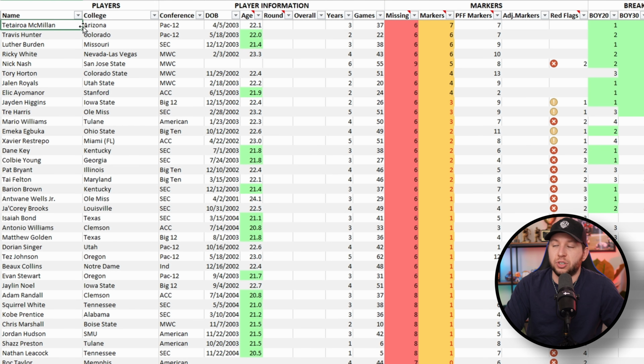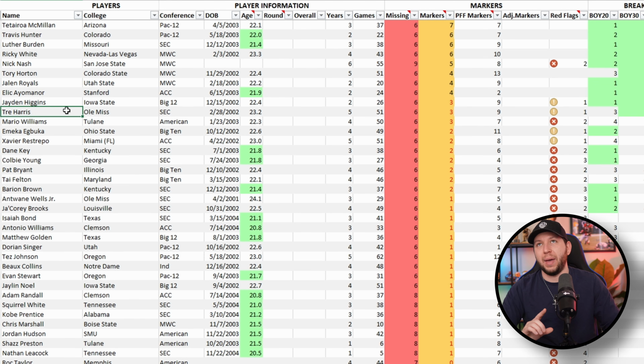You got Tet, you got Travis Hunter, Luther Burden, then Ricky White, Nick Nash, Torrey Horton, Jalen Royals, Alec, I don't even know how to pronounce his name, Jaden Higgins, Trey Harris. The interesting ones, if we were looking back to the PFF things, if we're on the PFF marker watch for anybody in this class, nobody is on PFF watch in the red category. So nobody so far is really going to be on pace to have drastically more markers hit in my prospect database than PFF markers hit. So that feels like a pretty good thing.